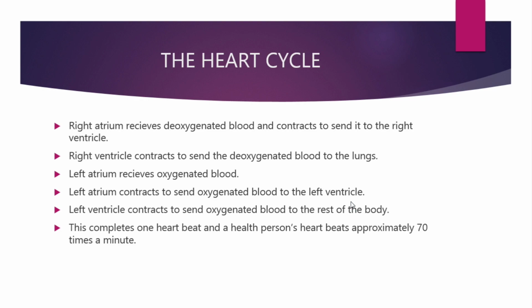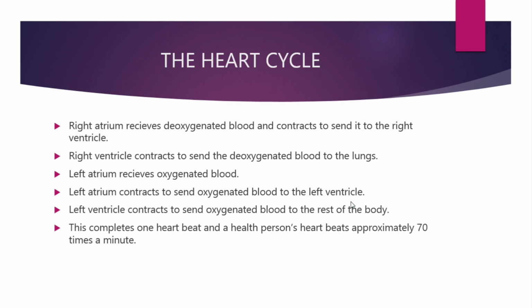So this is the heart cycle. First of all, let's start. This is a very important topic in this chapter, as the examiner often asks questions from the heart cycle. So how does a beat in the heart cycle complete? As you know, the heart of a healthy human being beats 70 to 72 times per minute. So when does one beat complete?